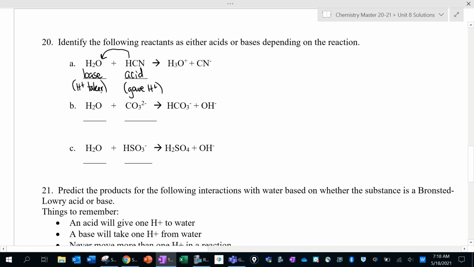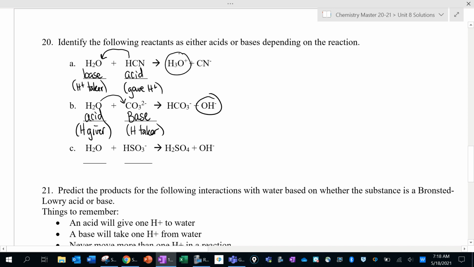Okay. Over here, looks like our CO3 became HCO3. So in this case, the CO3 took the hydrogen from water. So the CO3 is being a hydrogen taker. So that means the CO3 is acting as a base, and your H2O is acting as an acid. So again, the base is your hydrogen taker. This one is your hydrogen giver. You'll also notice that when you put the base in water, it makes hydroxide ions. When you put the acid in water, it makes these H3O plus ions.